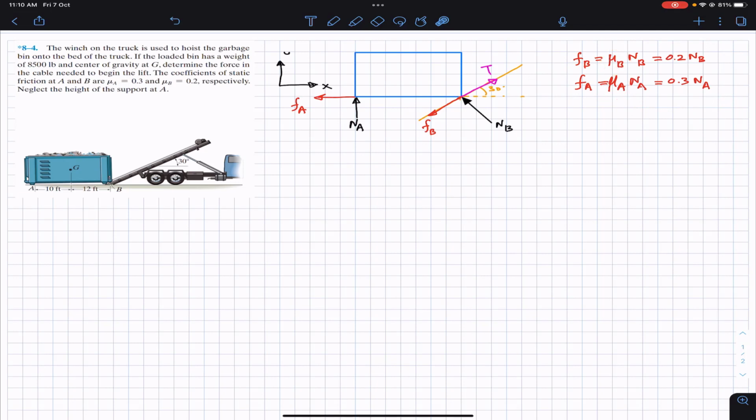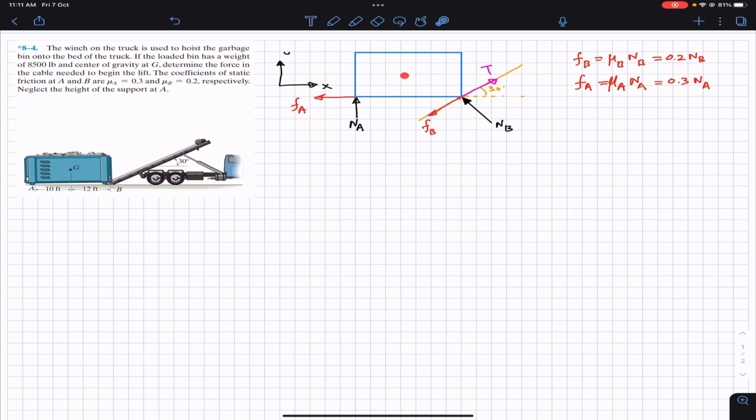And since we are using the coefficient of static friction, this will give us the T value which will just start lifting, right? In the problem statement, it said to determine the force in the cable needed to begin the lift. So it will just start the lift. We will have that T value above which the motion will start, so we need to find that value of T. That is why we are going to use the static friction. Before the start of the motion, the whole system is in equilibrium, so here we are going to apply the equilibrium conditions.